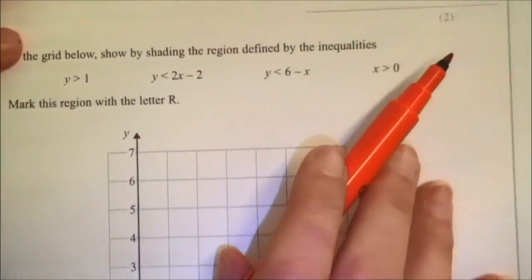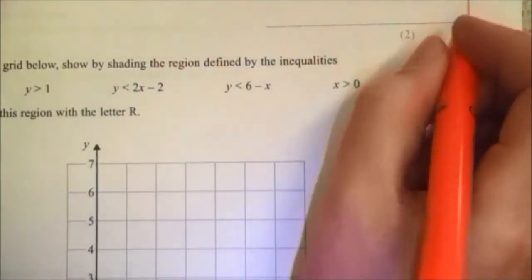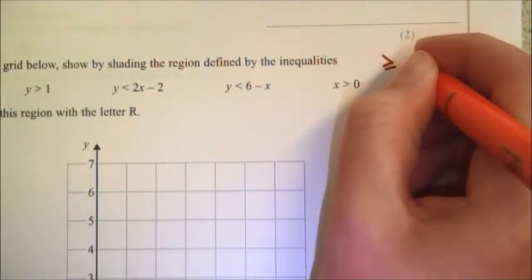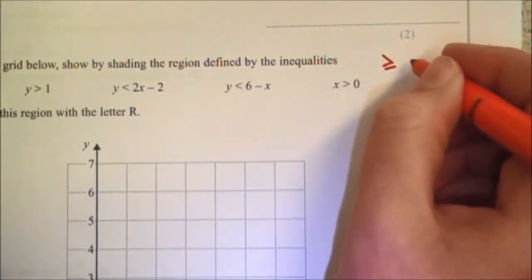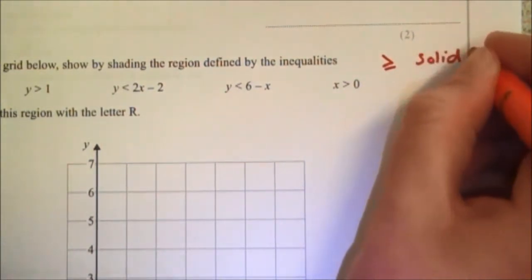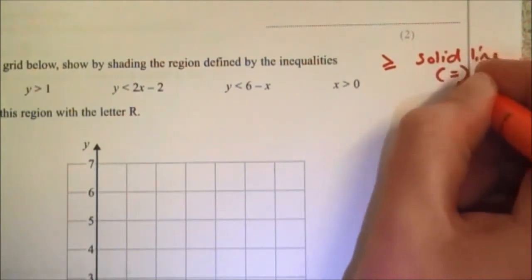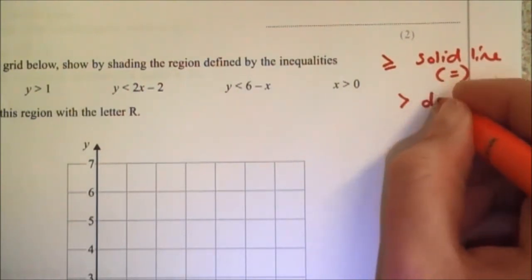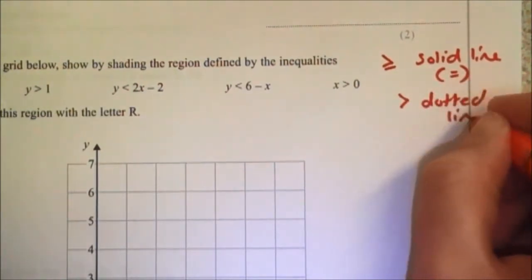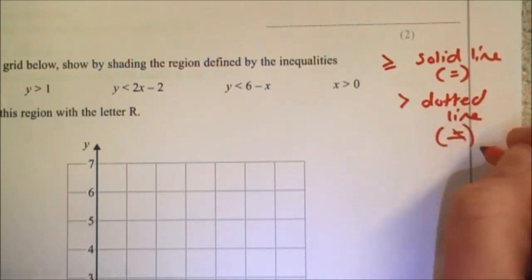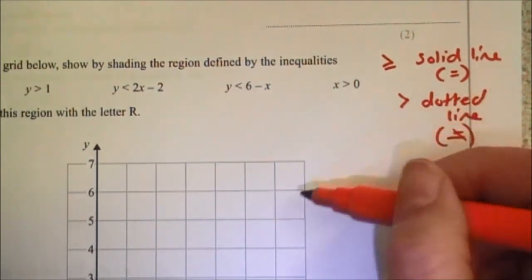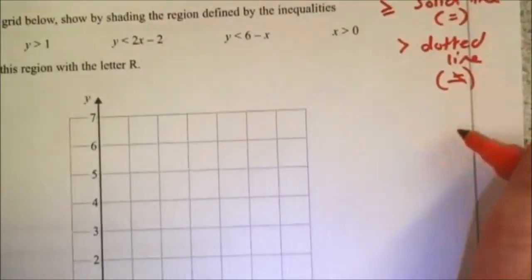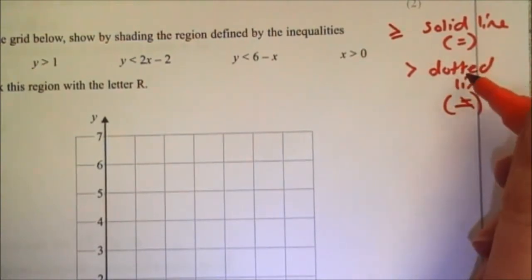Now there's a couple of things you need to remember whenever you're defining regions of graphs. If it's greater than or equal to, then you're going to use a solid line. So if it can be equal to, then it's a solid line. If it cannot be equal to, then you use a dotted line. So because all of these are not equal to's, they would all be dotted lines.